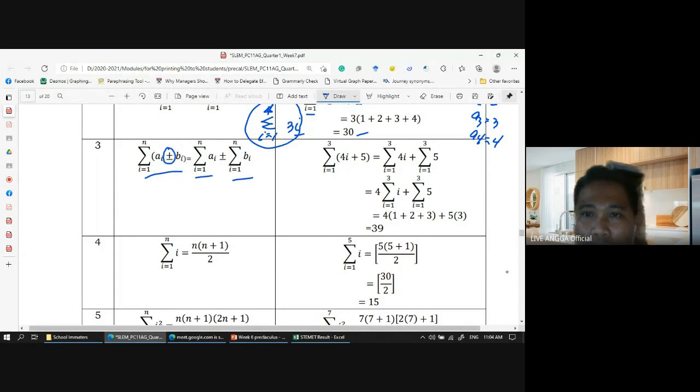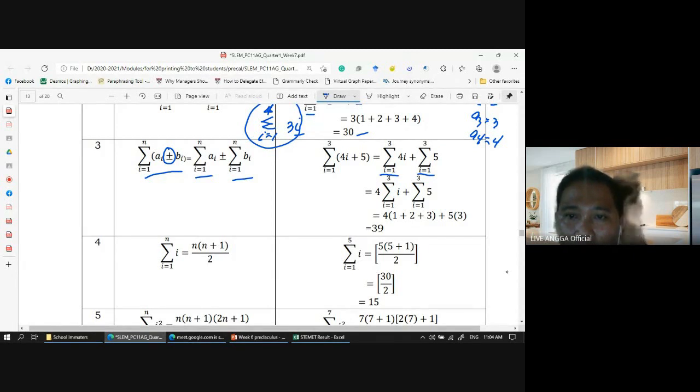Kung minus, minus gyapon. So, example, summation of 4i where i starts from 1 to 3 plus 5, of course. So, pwede naton siya i-break. Maghiwalay muna kayo and then mamaya na kayo pagtabihin. Okay? So, 4i, that is 4 times i. That is, i starts from 1 to 3. 1 plus 2 plus 3.